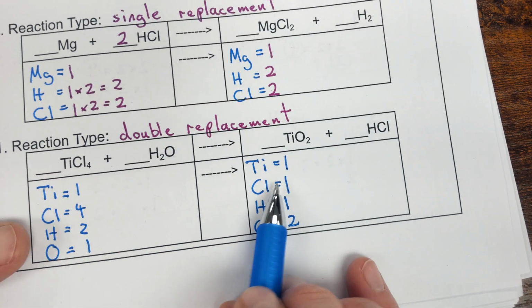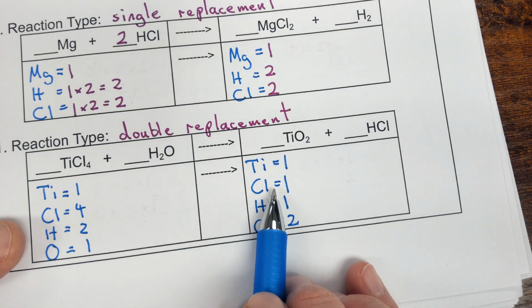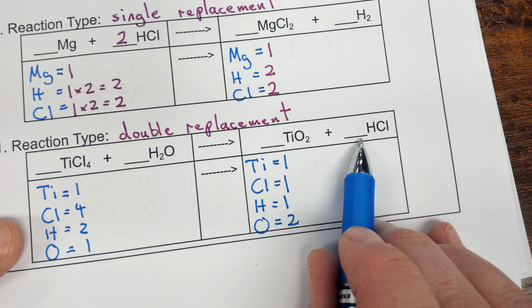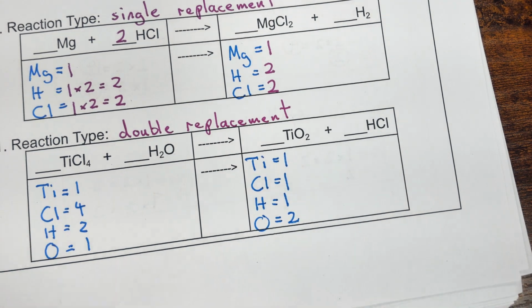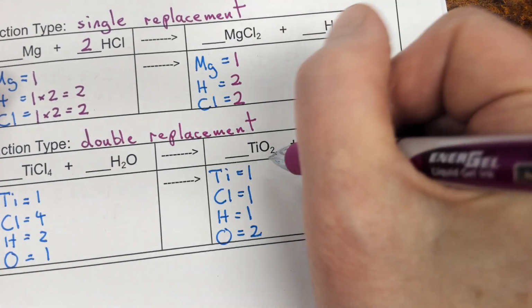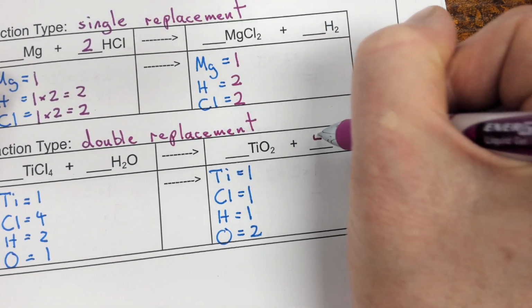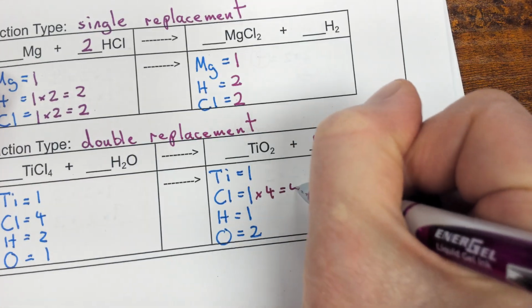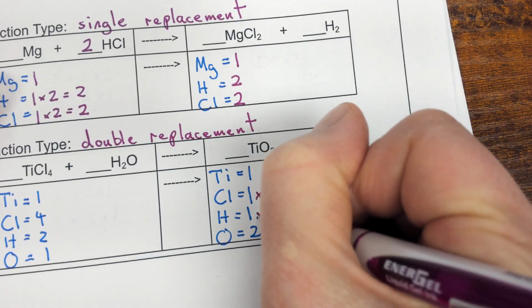My titanium is balanced, my chlorine is not. And if I want to increase the chlorine, I could put a 4 here. That's going to increase the hydrogen, and I think that should work out. Let's see. So I'm going to put a 4 right here. That's going to multiply Cl and H.